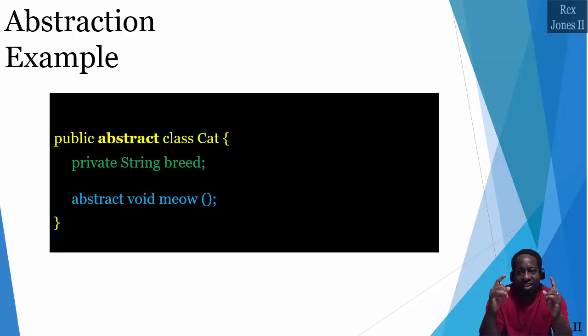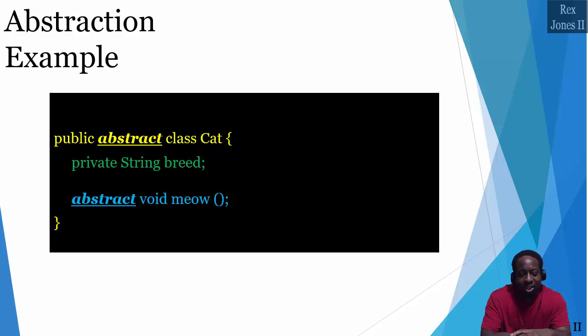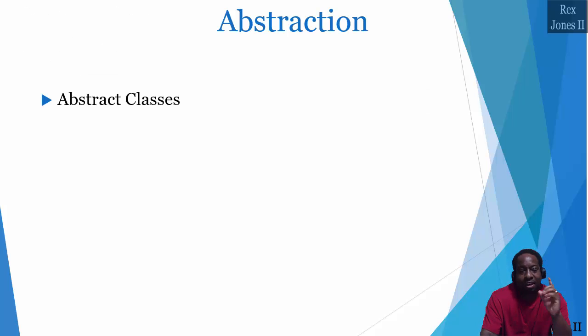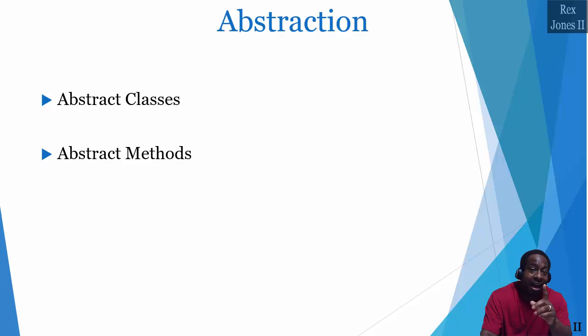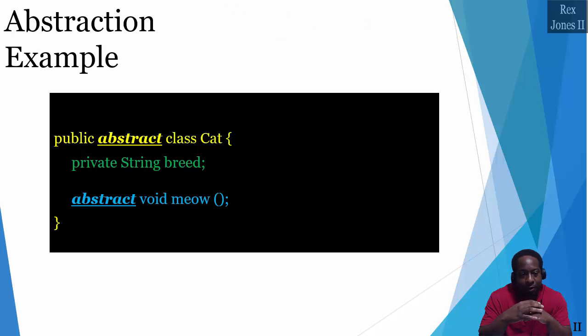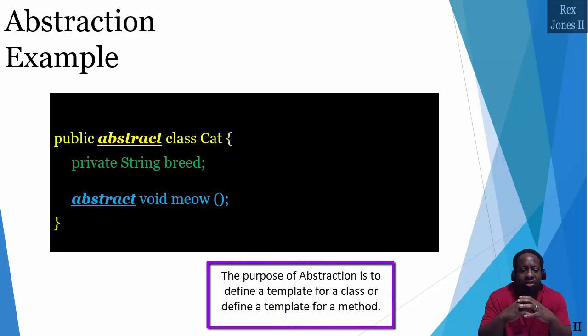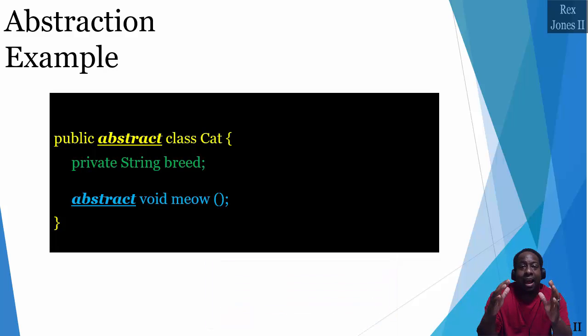Did you notice the keyword abstract? Abstract is a non-access modifier for classes and methods, but not for a variable like breed. The purpose of abstraction is to define a template for a class or define a template for a method. Abstract classes are generic and operate as a superclass. Therefore, it can be extended, which allows a subclass to fill in the details.